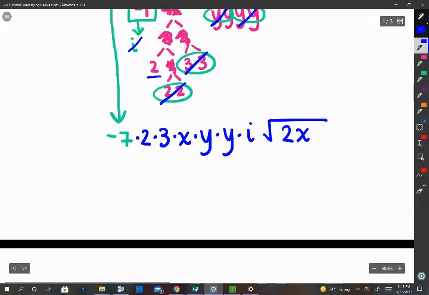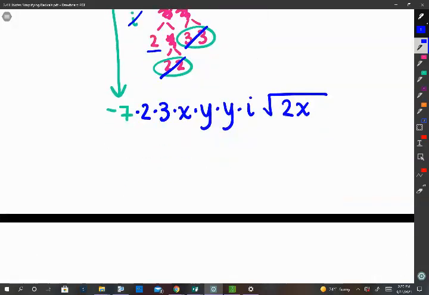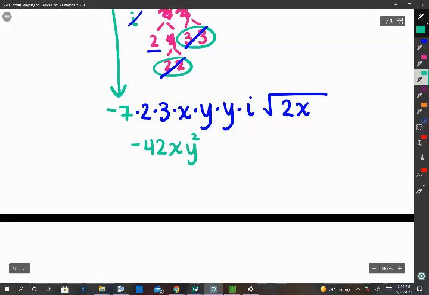So now as I simplify that, I'm going to multiply the numbers on the outside. And so as I do that, I've got -7 times 2 times 3, which is going to give us a -42. And then I have X, Y squared. The I is on the outside of the radical. And then you have root 2x left over.